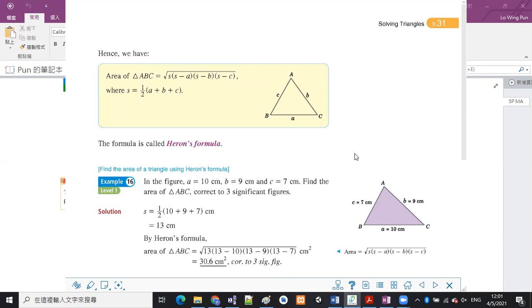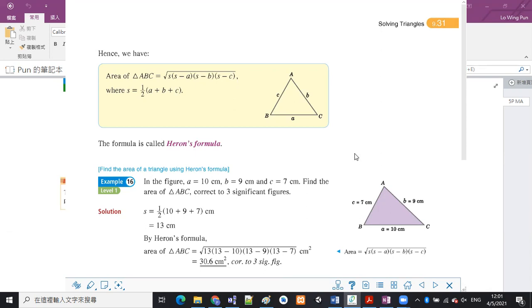And then Heron's formula will be like this: it's a long square root, and then we have S times. We use S to subtract the lengths one by one: S minus A, S minus B, S minus C. And then multiply all the four things together: S times S minus A, S minus B, S minus C, and then take the long square root. This is Heron's formula.